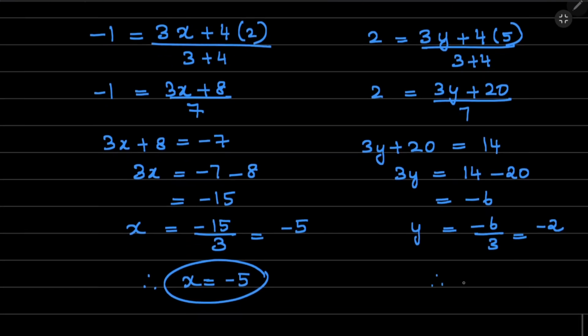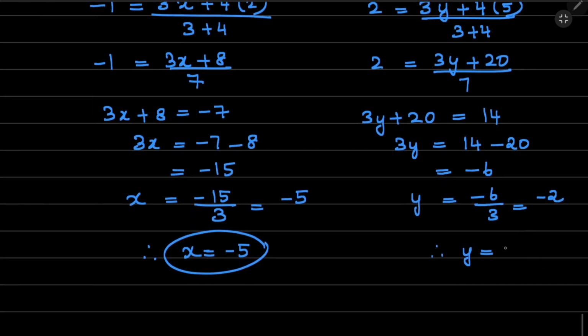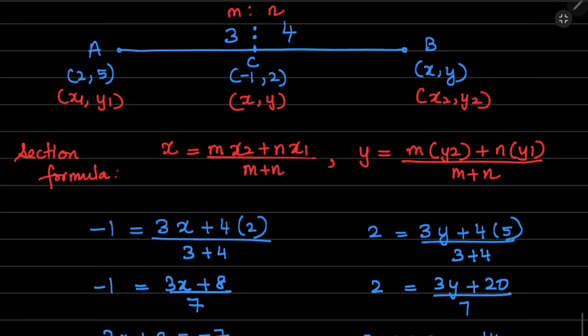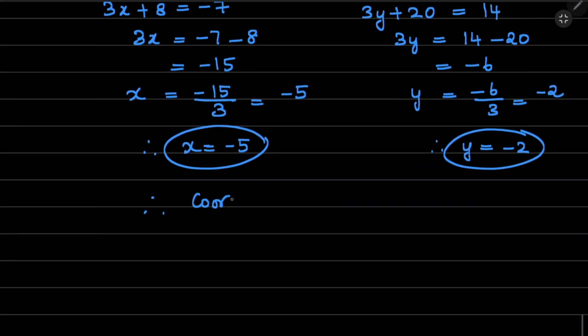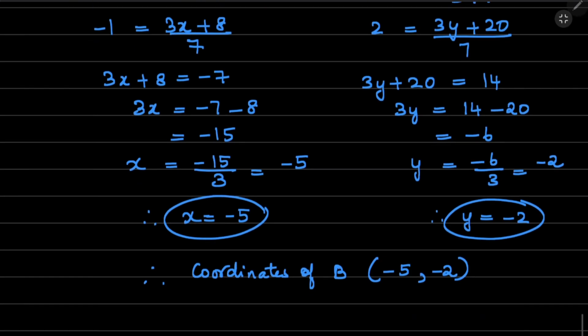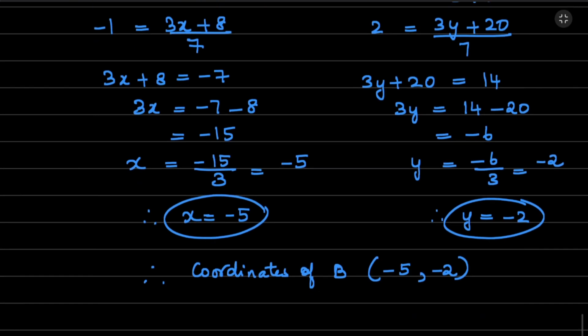So therefore, you have got the midpoint of the line segment equal to x comma y. Therefore, the coordinates of B, x comma y, will be minus 5 comma minus 2. Okay, so this point, the other end of the line segment, that is B, x comma y, will be equal to minus 5 comma minus 2. Okay.